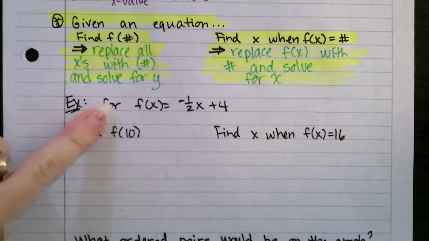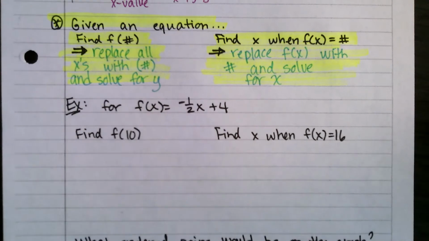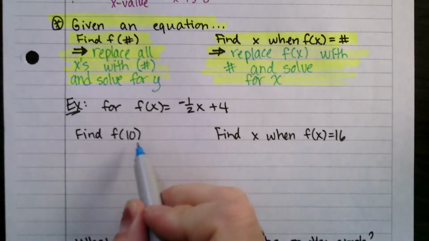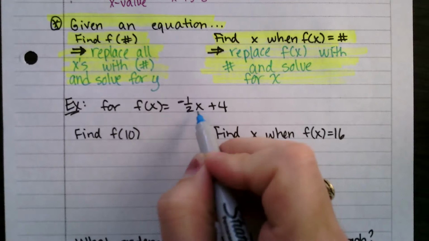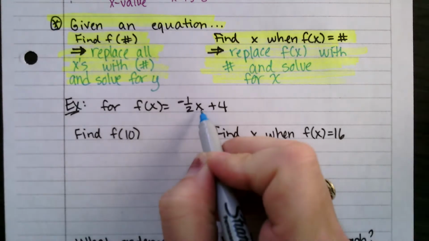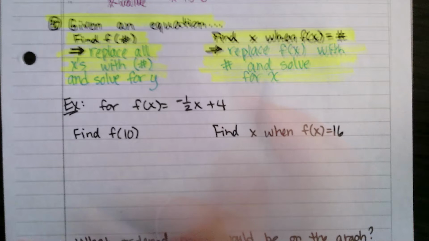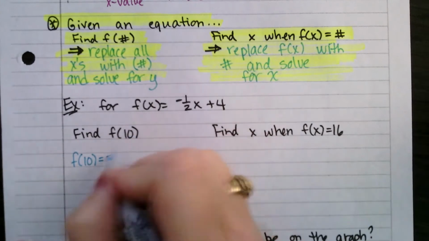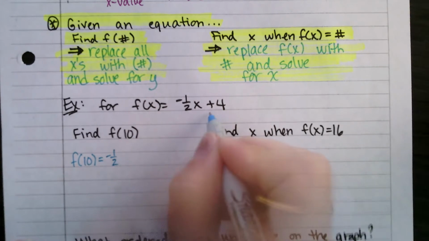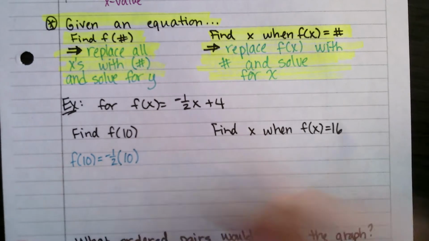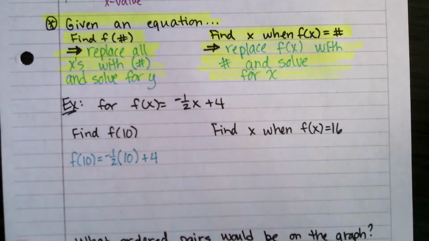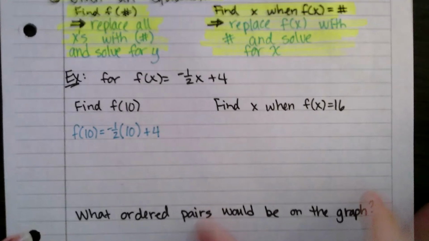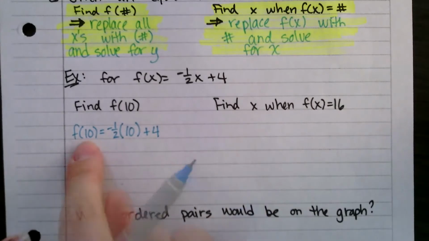So this is going to be my function, f of x equals negative 1/2 x plus 4. If it asks me to find f of 10, that means I'm going to replace this x with a 10 inside parentheses. So f of 10 means I'll take negative 1/2, and instead of an x, I'm going to put a parenthesis with a 10 in it, and then plus 4. We're not going to do anything at all to this left-hand side. We're going to leave it f of 10.